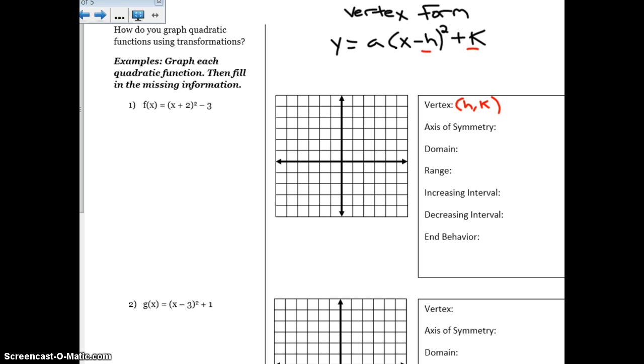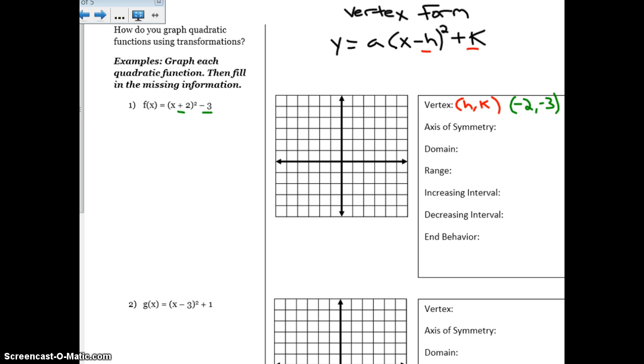So the vertex for this function is going to be the point -2, -3. Remember, H is the one that you take the opposite of what you see. K you take for what it is. So here's where your H is, here's where your K is. The vertex will be -2, -3. So that's why we use vertex form. It helps us identify the vertex. There's also standard form, which we'll talk about also, and we've used it before. But right now we're talking about vertex form.